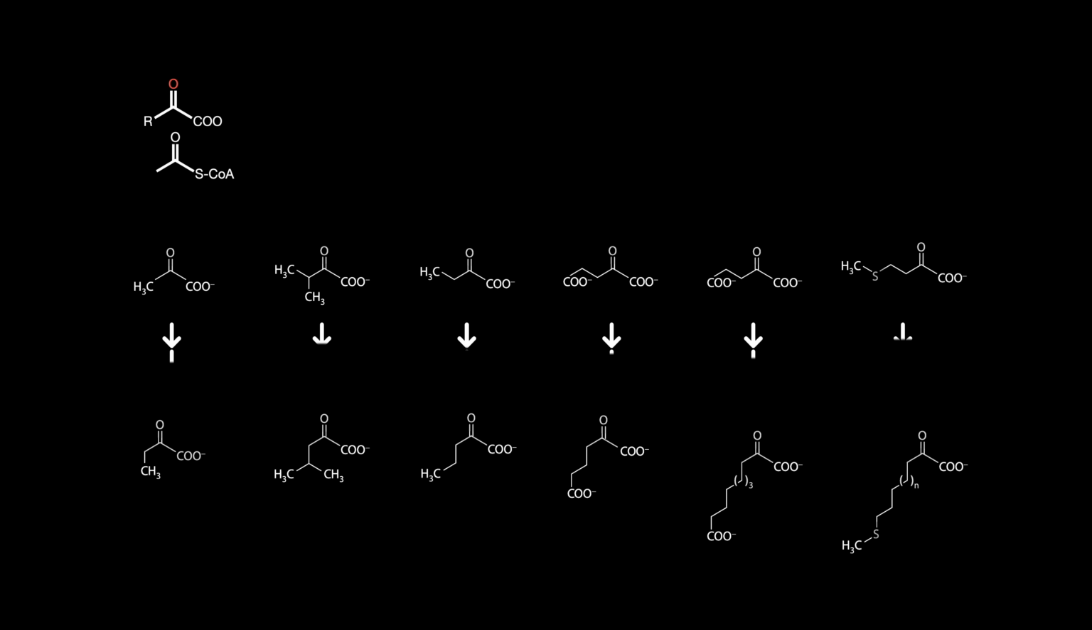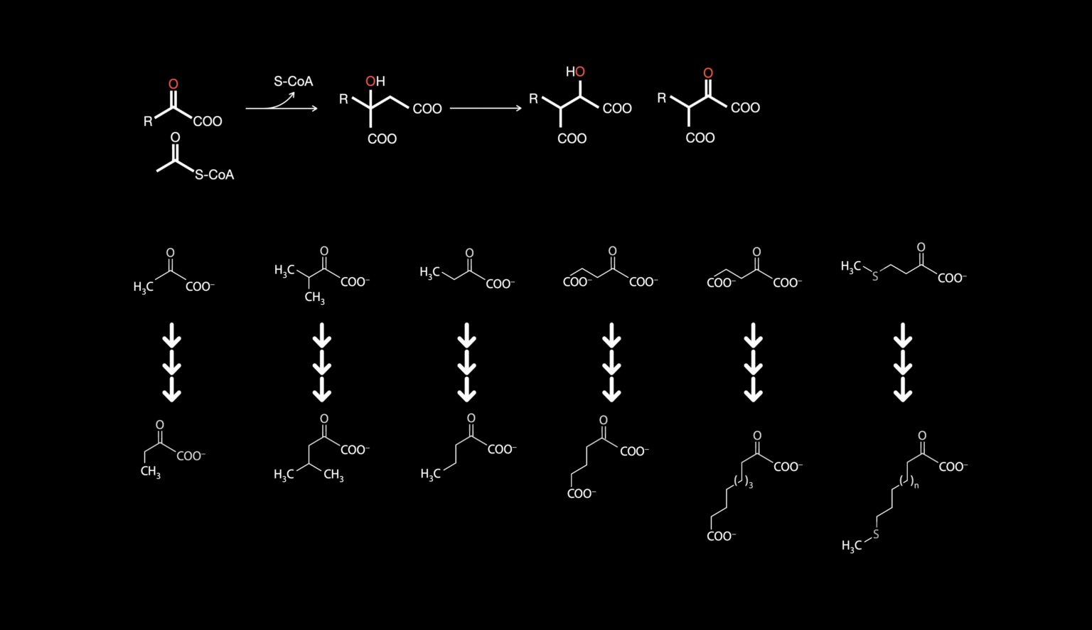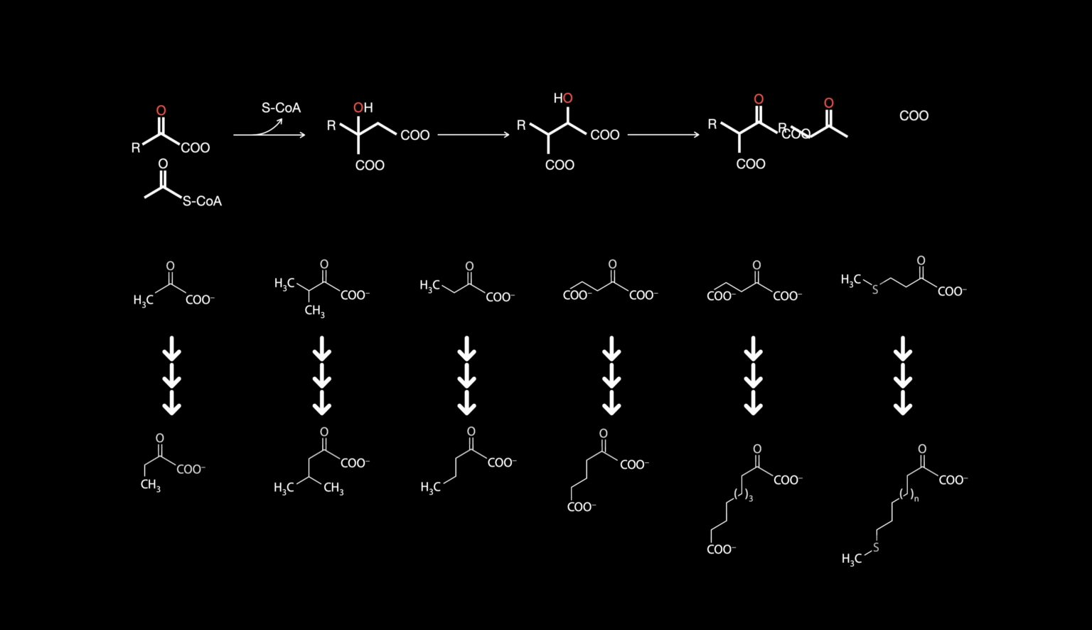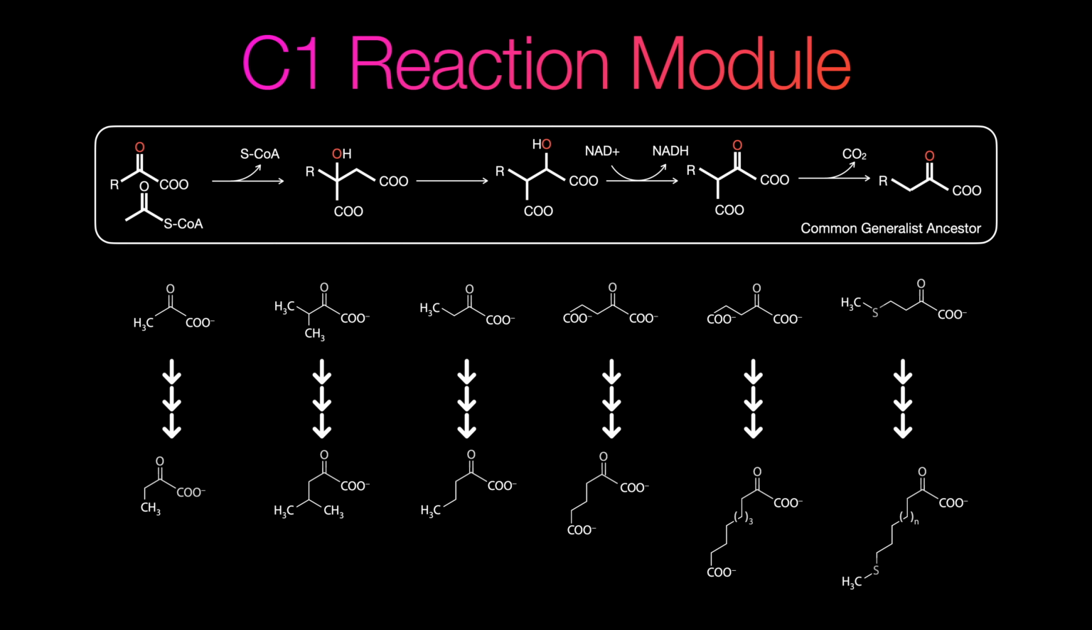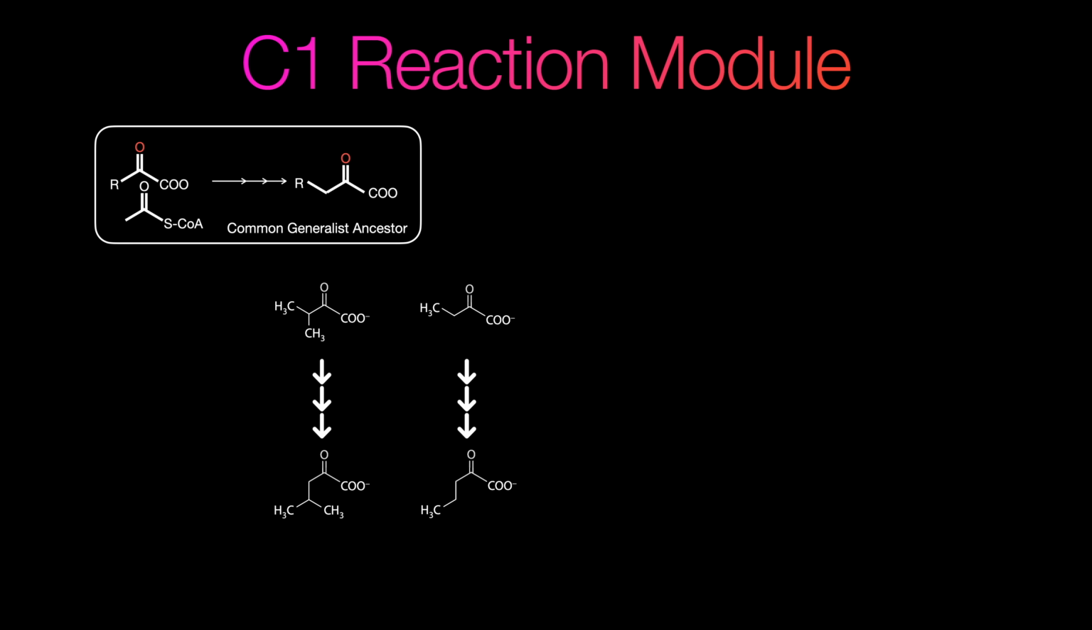Having the promiscuous nature of enzymes in mind, one can rationalize the patterns from reaction modules such as the C1 module. What is the C1 module? It's a big family of reactions that involve elongating molecules by one carbon. The reactions themselves share the same chemistry. Therefore, like different species in evolution, they could have come from the same common ancestor.